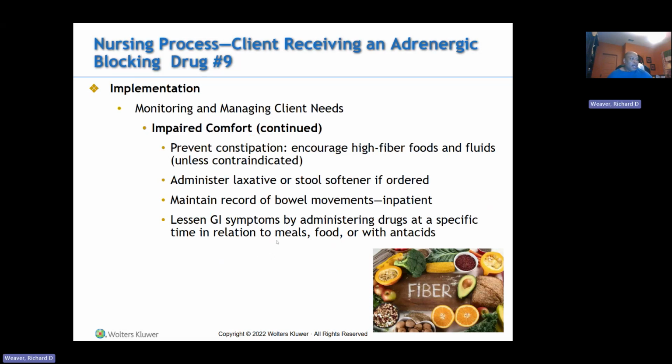All right. Lessen GI symptoms by administering drugs at a specific time in relation to meals, food, as well as antacids. So we have to know the best time to administer these medications.